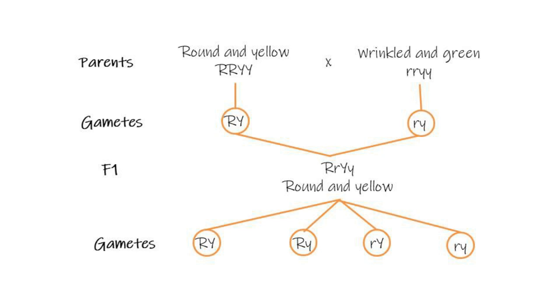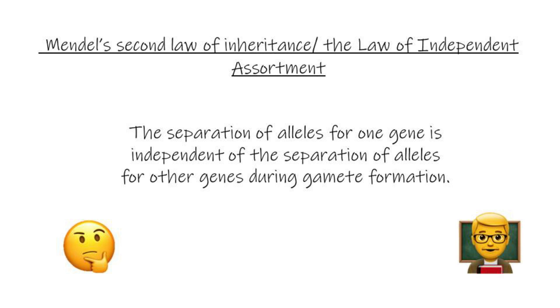Mendel then allowed the F1 plants to self-pollinate. He found out that it results in 4 types of seeds in the F2 generation. They include round and yellow, round and green, wrinkled and yellow, and wrinkled and green. Mendel therefore proposed another hypothesis to explain the results. By carrying out experiments on dihybrid crosses, he came up with another law to explain the result. It is known as Mendel's second law of inheritance, or the law of independent assortment.